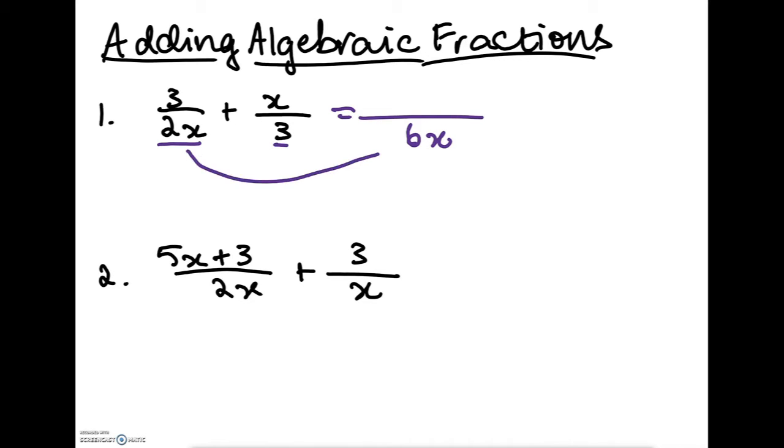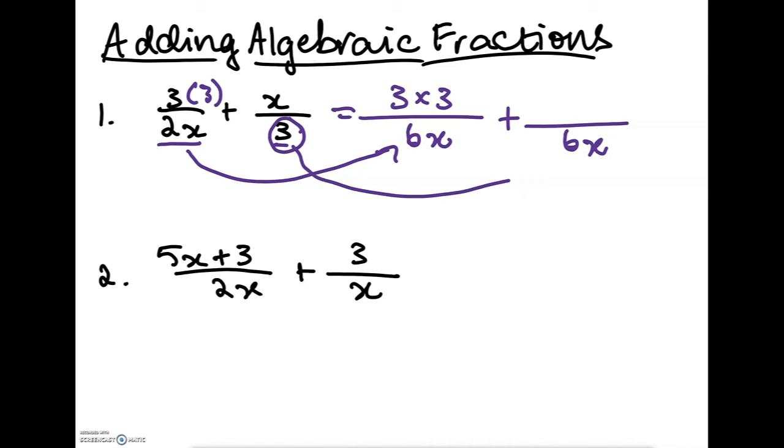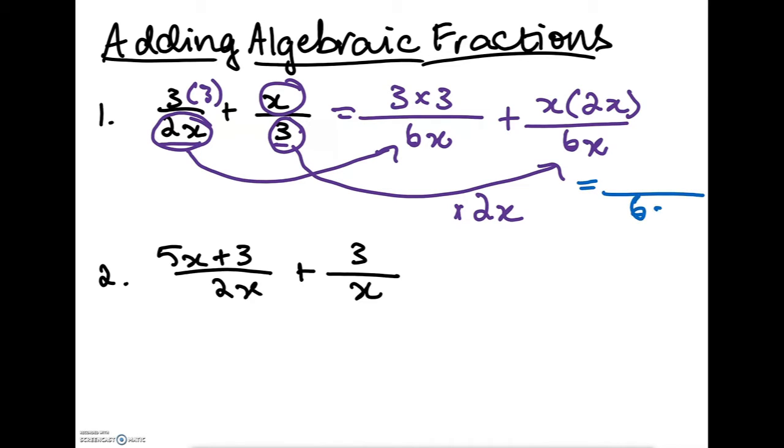Now, to get from 2x to 6x, what did we do? We multiplied by 3. So we're going to do the same thing to the numerator and multiply by 3. So this is going to be 3 times 3. Now, let's add. We're going to do the denominator as 6x because that's going to be our common denominator. How did we get from 3 to 6x? Well, we multiplied by 2x, right? Because that's the number we have over here. So we're just going to take this numerator and multiply by 2x as well. So x times 2x.